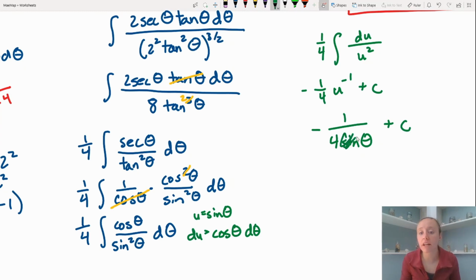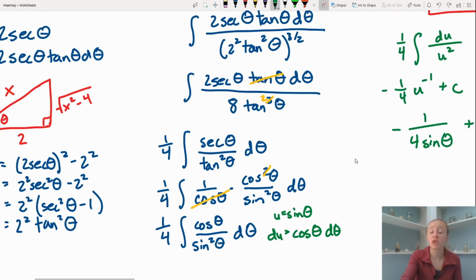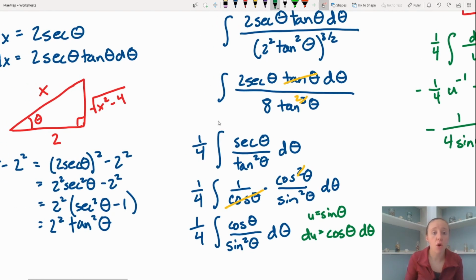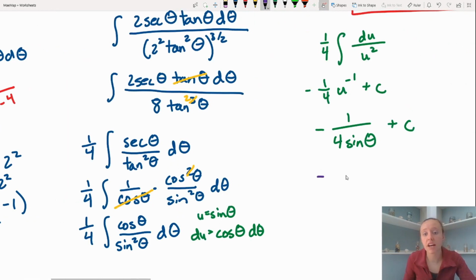If this was theta all by itself, we would just take that inverse secant in order to solve for theta. However, because this is a trig function, we don't want the sine of the inverse secant of x over a. We want to use that triangle. So looking at sine in our triangle, sine is opposite over hypotenuse. So we're going to have the square root of x squared minus 4 all over x. So this is -1/4 times the square root of x squared minus 4 all over x plus c.